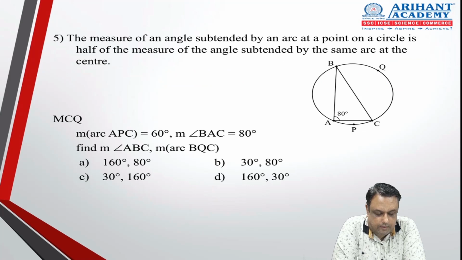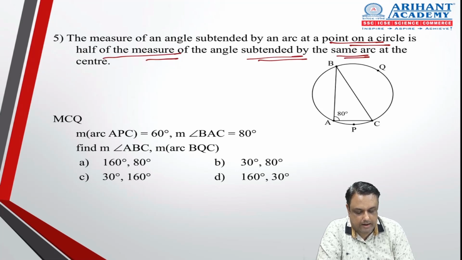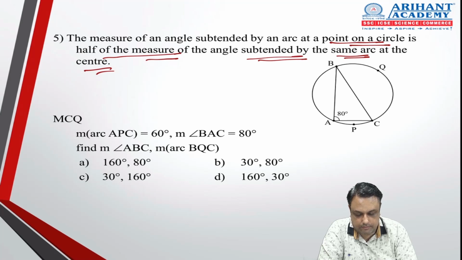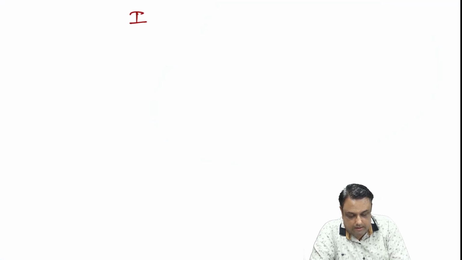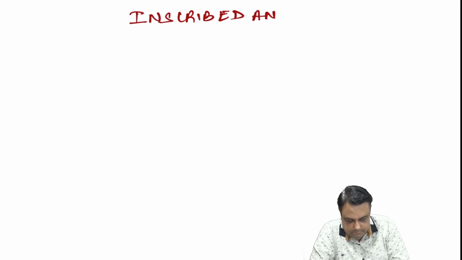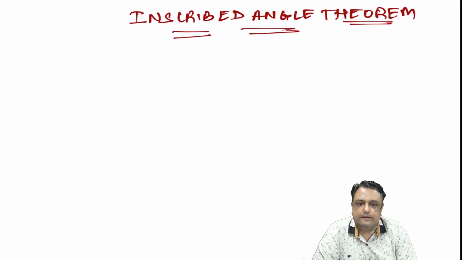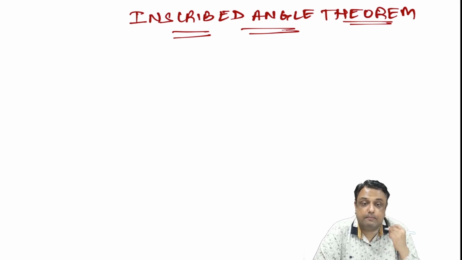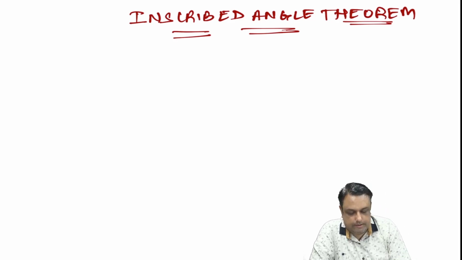Fifth point. The measure of an angle subtended by an arc at a point on a circle is half of the measure of the angle subtended by the same arc at the center. Now what does this mean? Let us understand this. What I read is called the inscribed angle theorem. Before this I read the point, now I will explain what this point means. Inscribed angle theorem.